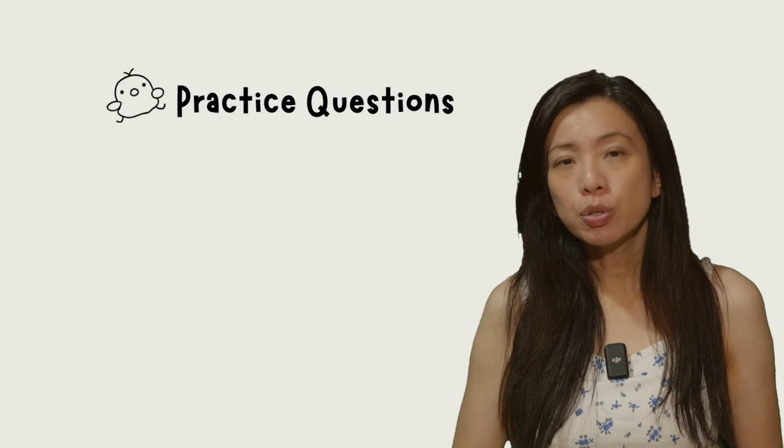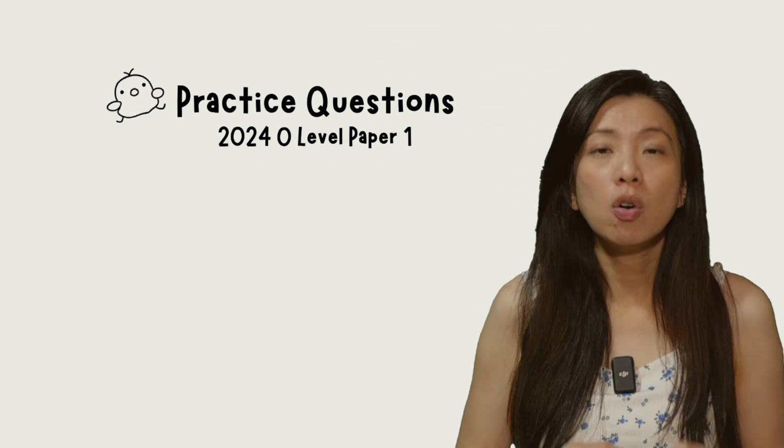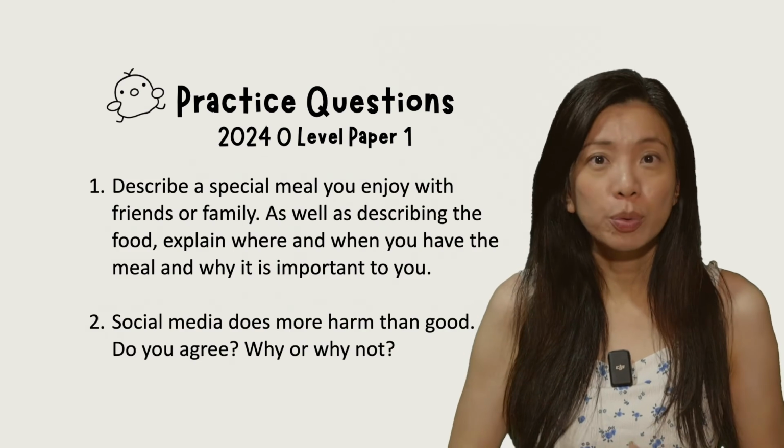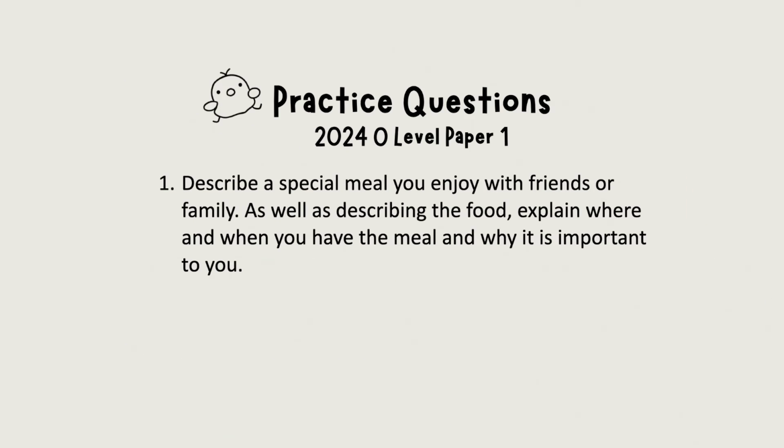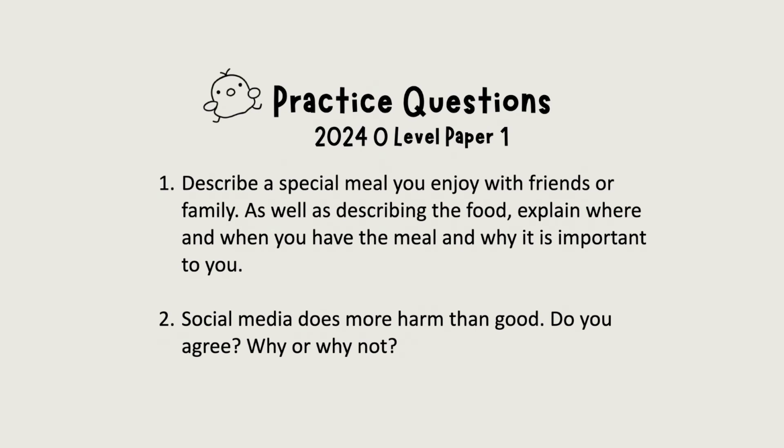Okay, so now that you've read the finalized paragraph, it's your turn to try applying this ABC strategy to your writing. These are another 2 questions from the 2024 O-Level Paper 1 exam, and I'll read them out for you. Describe a special meal you enjoy with friends or family. As well as describing the food, explain where and when you have the meal and why it is important to you. Social media does more harm than good. Do you agree? Why or why not?